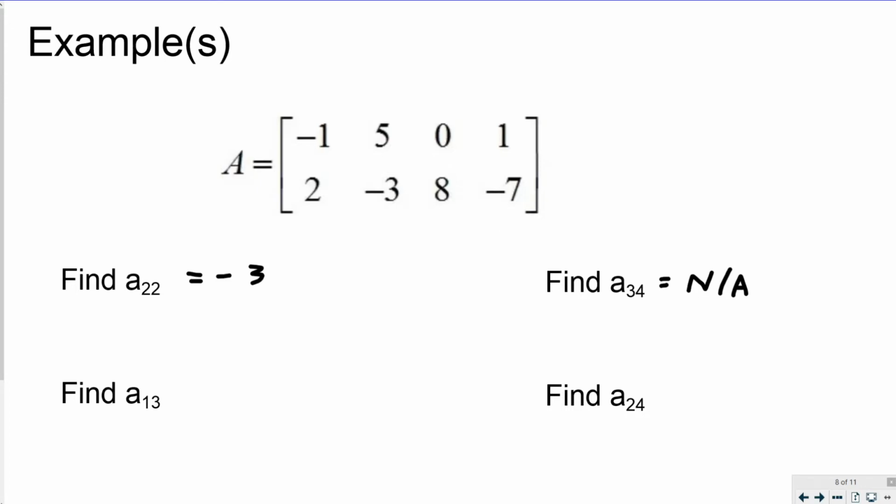A13. A13 would be row 1 and column 3, so that would be equal to 0. And then the last one would be row 2, column 4, which would be -7. That's equal to -7.